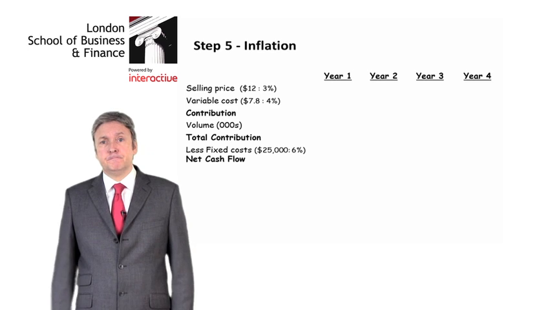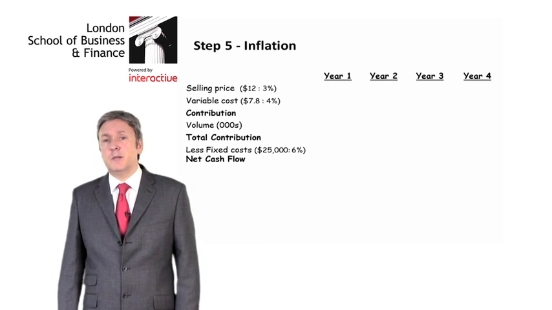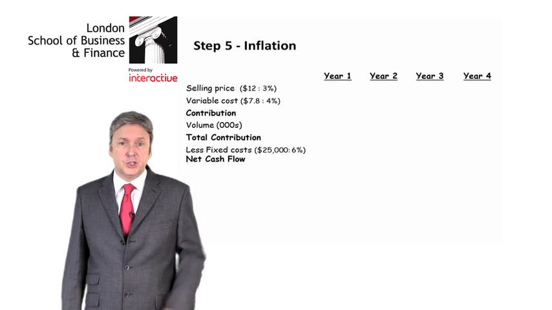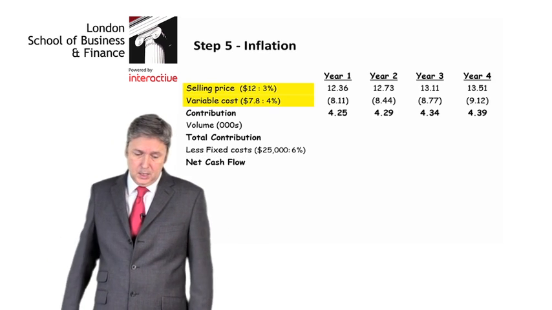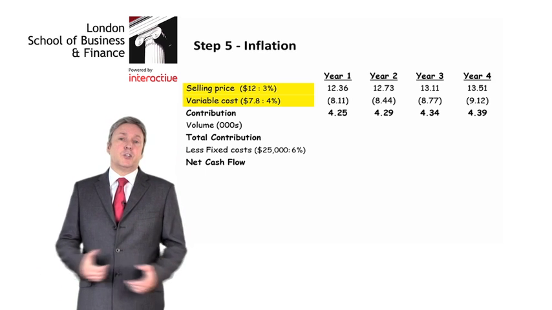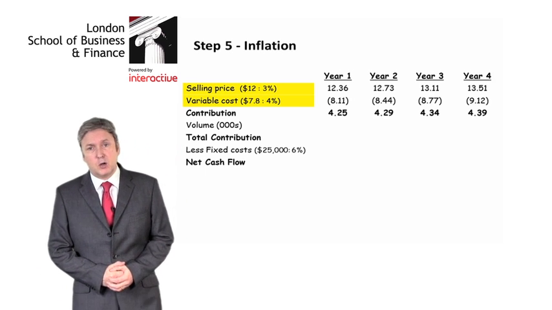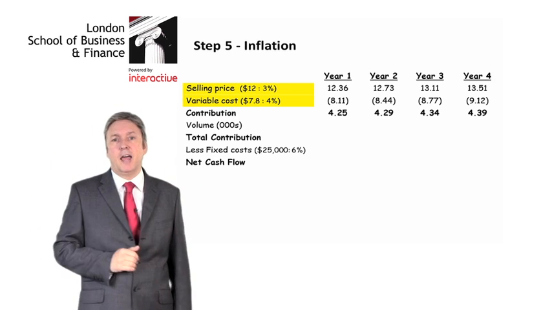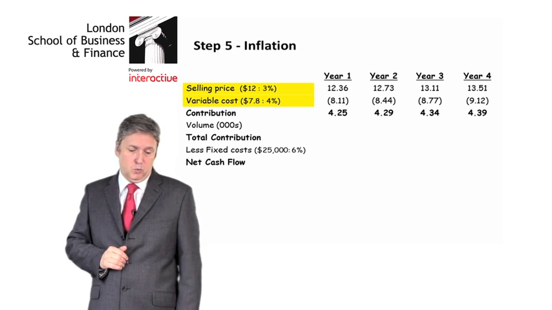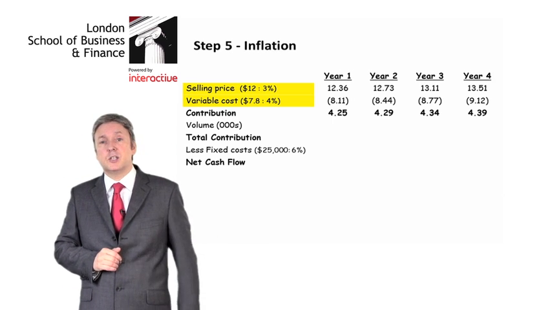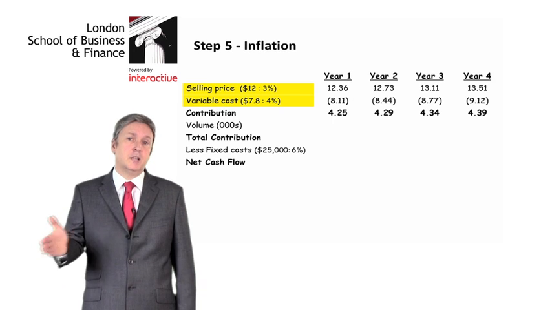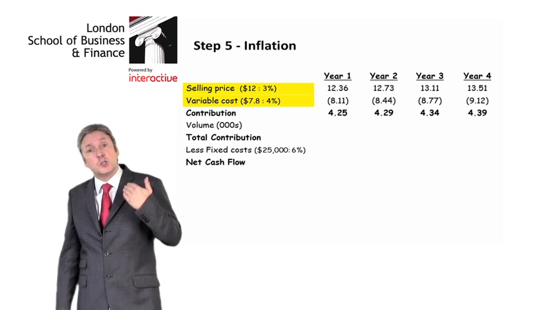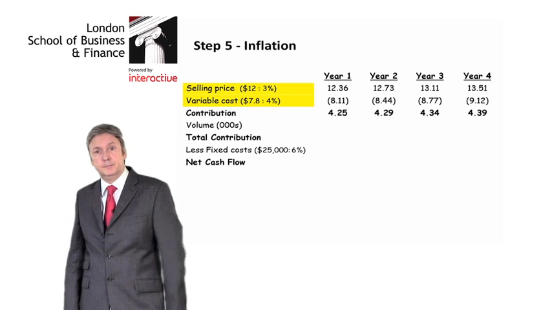Here's my working, and the first thing I want to do is to simply inflate up the selling price and the variable cost per unit. That should be very straightforward. All we do is say, well, if you look at the selling price was $12 and the inflation rate was 3%, so we can add 3% each and every year. The variable cost was $7.8 in current price terms, and inflation rate was 4%. Again, we do the same thing, net one from the other, and we will get a contribution figure per unit.